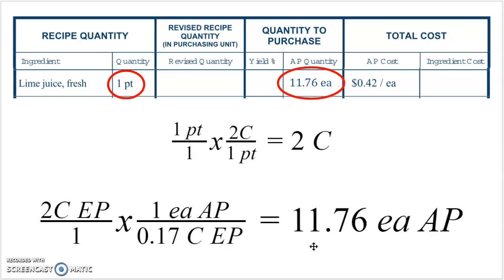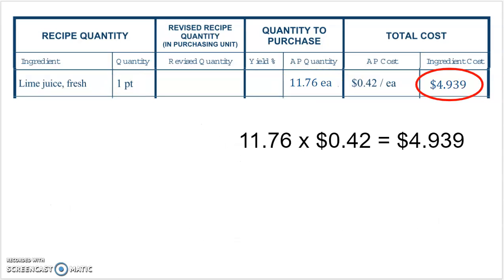Now, remember when we talked about this before, I said that this might seem like an absurd thing. You're not going to order from your vendor 11.76 limes. But remember, we're trying to cost out this recipe, so we use decimal numbers that might otherwise seem kind of absurd. Then we just take our 11.76 limes, multiply by $0.42 each, and we get our ingredient cost.